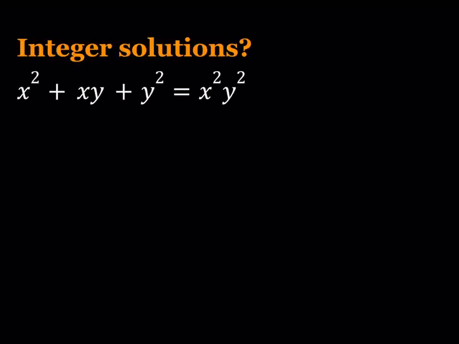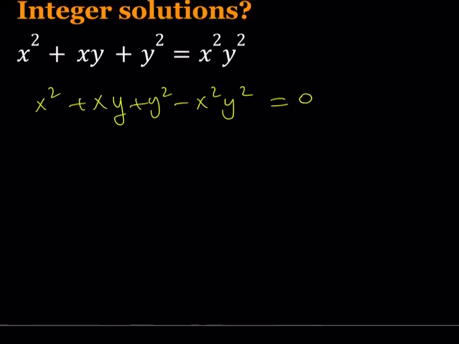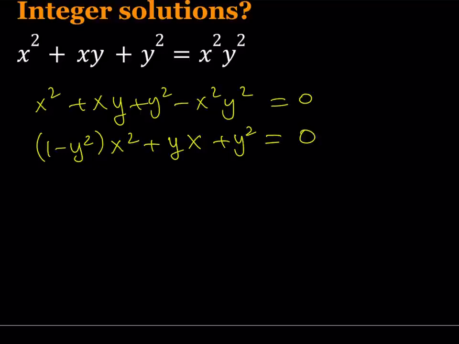Okay, let's go ahead and put everything on the same side. So we're going to get x squared plus xy plus y squared minus x squared y squared is equal to 0. So here my goal is to turn this into a quadratic equation. And so here's what I'm going to do. I have x squared and negative x squared y squared, so I'm going to factor out an x squared here. So write this as (1 minus y squared) x squared plus y times x plus y squared is equal to 0. So this is my quadratic in x.